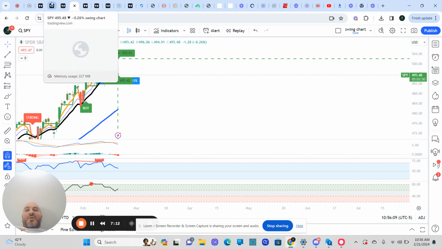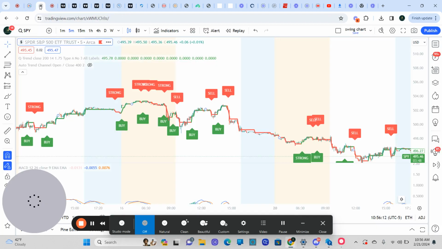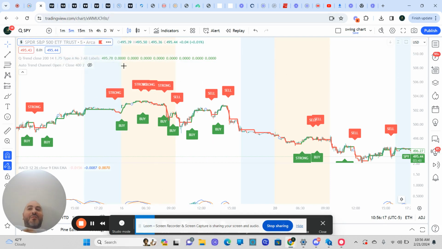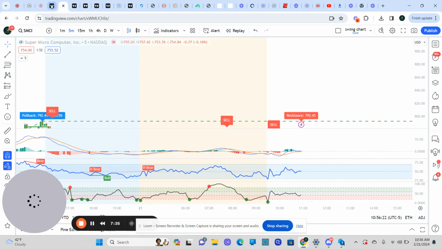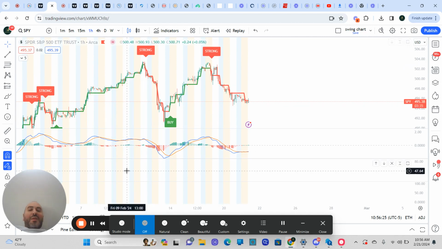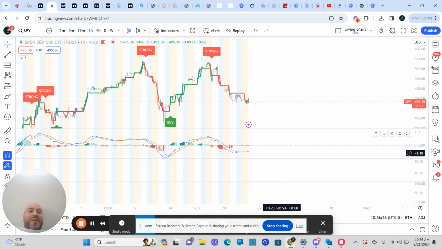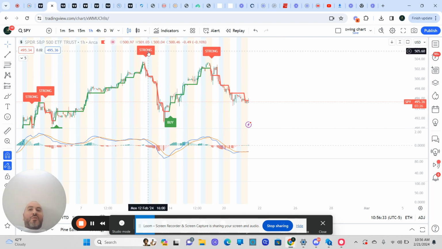Essentially, all we're doing with the Qtrend is, whatever chart we're on, whether it's the daily, the hourly, or the 5-minute, we're looking at two things. We're looking at the MACD, and we're looking at the Qtrend, the buy and the sell signals. So this will either say strong or sell. This will either say strong or buy. But if it's green, obviously it's a buy. If it's red, obviously that's a sell, right? So what we're looking for essentially is just this, okay?